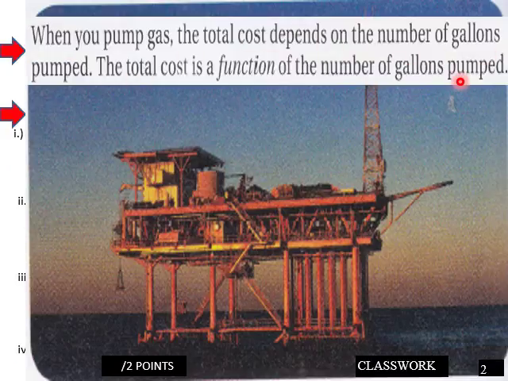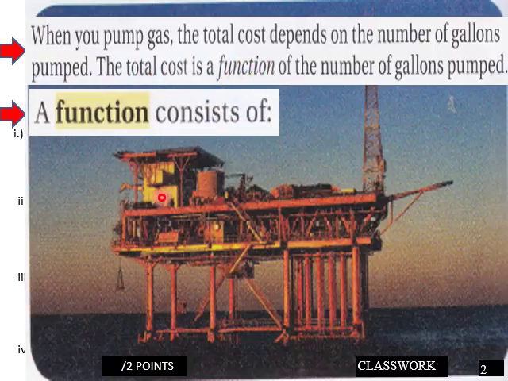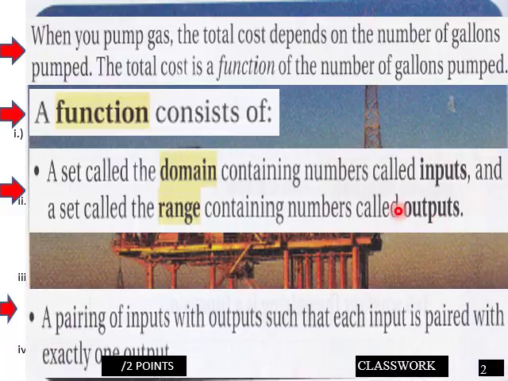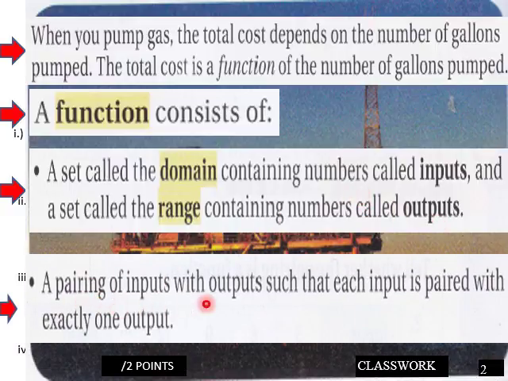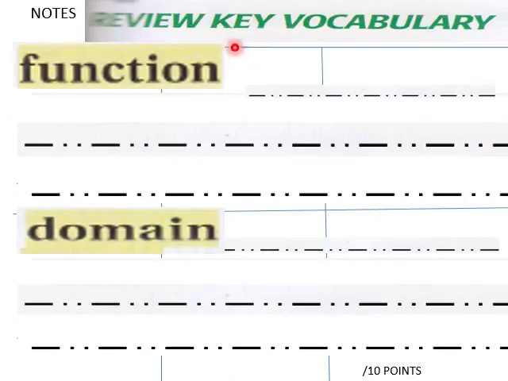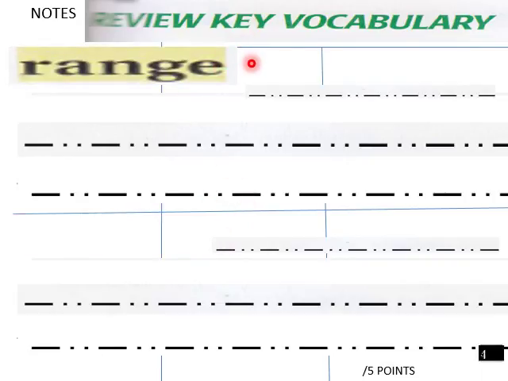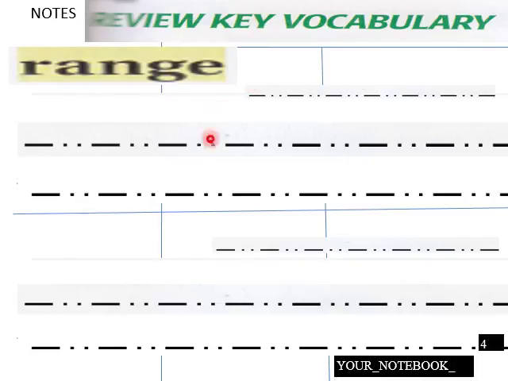When you pump gas, total cost depends on number of gallons pumped. Total cost is a function of number of gallons pumped. A function consists of a set called domain, called inputs, and range, called the outputs. Pairing of inputs with outputs, such that each input is paired with exactly one output. Okay, students, in your own words, define function and define domain. Yes, do that. And define range as well, students. You can do that.